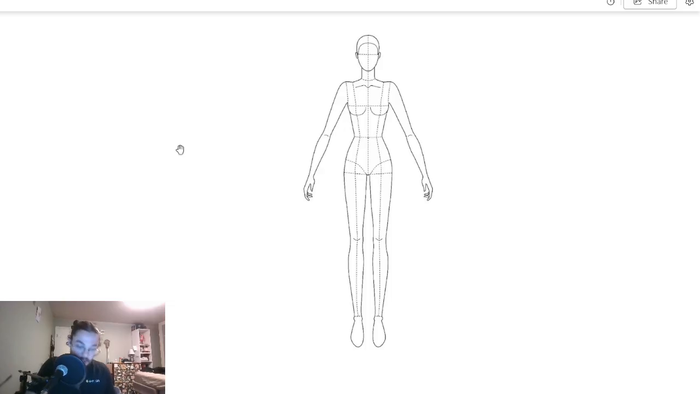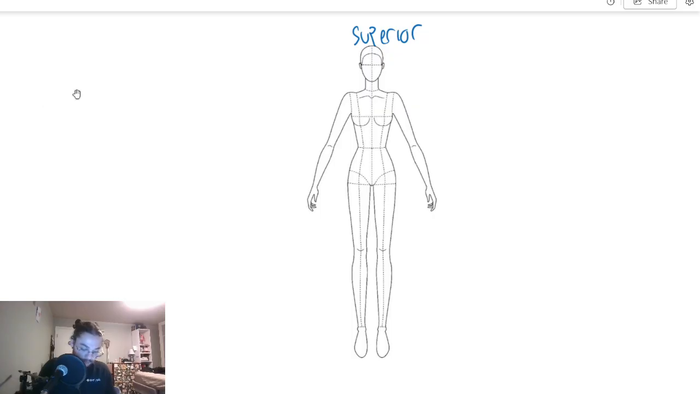We've got anything closer to the head, because the brain is the superior organ, is going to be superior. And then anything closer to the feet is going to be inferior. All right, this is just describing location, not how I feel about the feet versus the head.